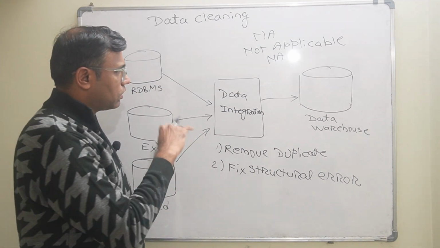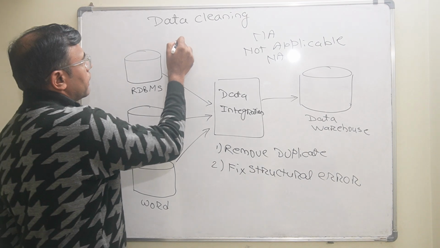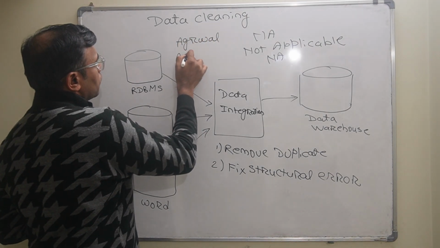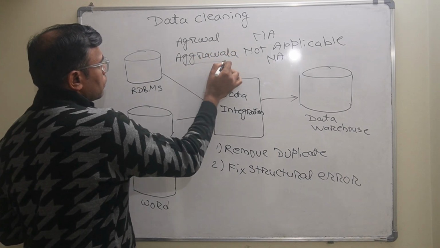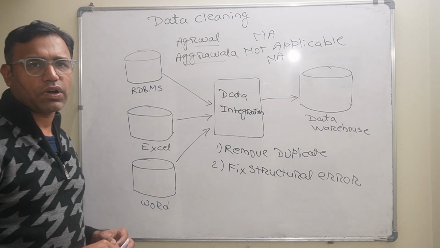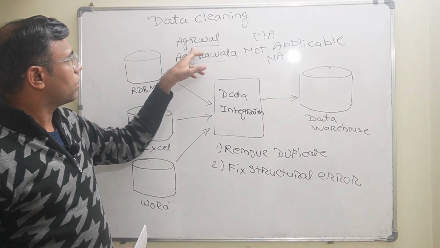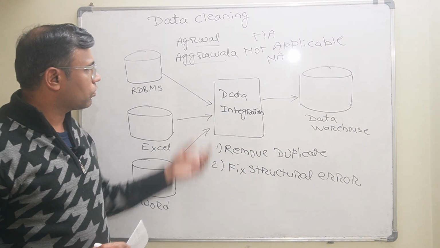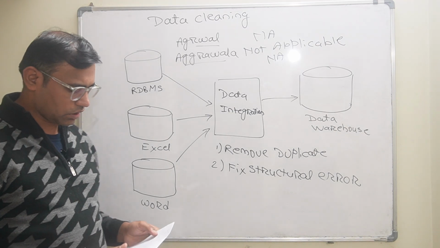That type of error is known as structural error. Another example I will give is, suppose someone is writing the spelling Agrawal, someone is writing it with a double G. So the surname is the same, the surname is Agrawal. So we have to convert it into one unique format. So we can say this Agrawal is the proper surname. That is nothing but fixing the structural error.